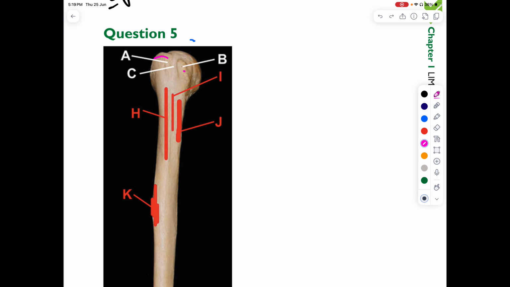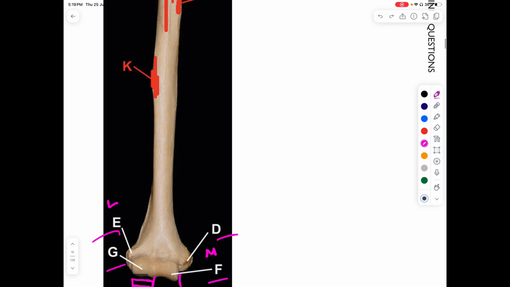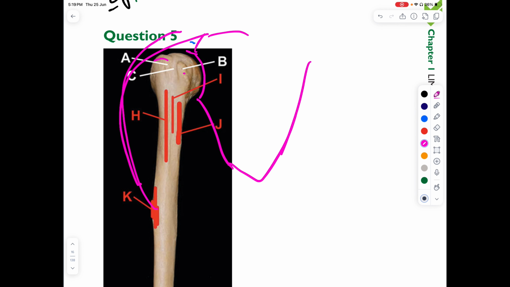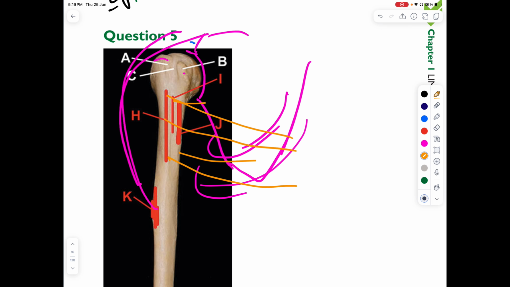Now what are the attachments? Here you get the attachment of the muscles like this, the deltoid is covering. Here will be the scapula like this, and there will be the ribs like this. The pectoralis major is attached to the clavicular head and the ribs. So H is the attachment of pectoralis major.